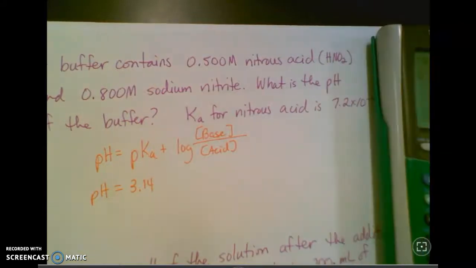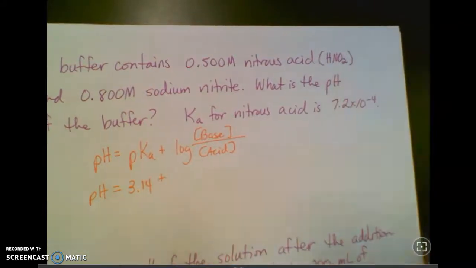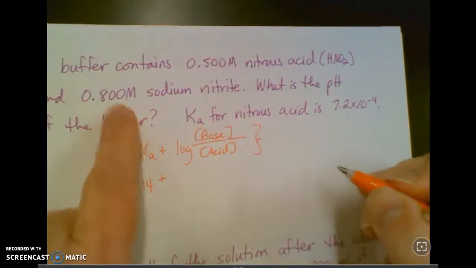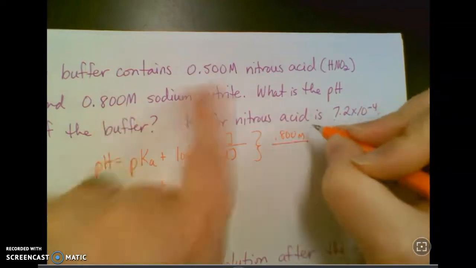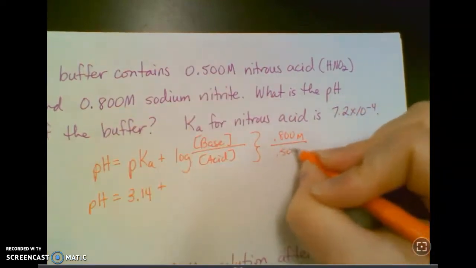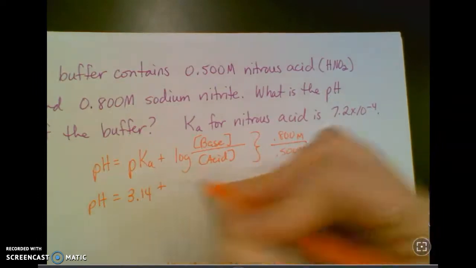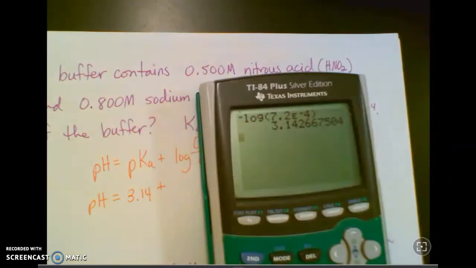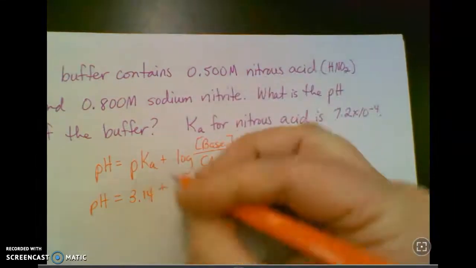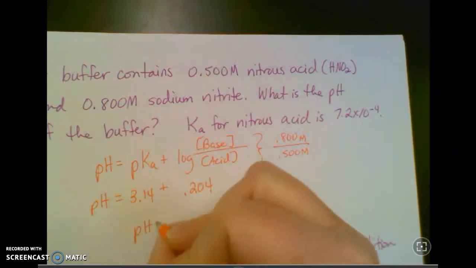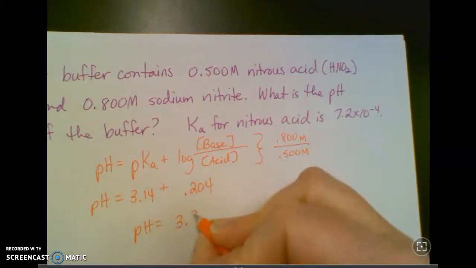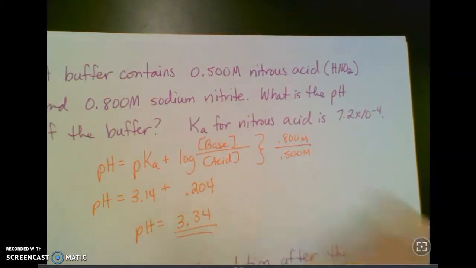And the log of base over acid, so 0.800 over 0.500, is 0.204. So our pH is going to be 3.34.